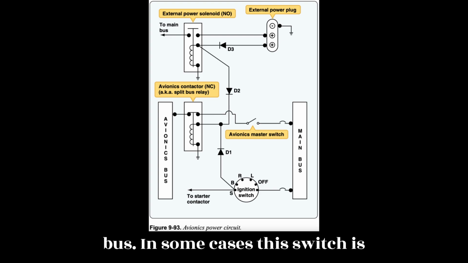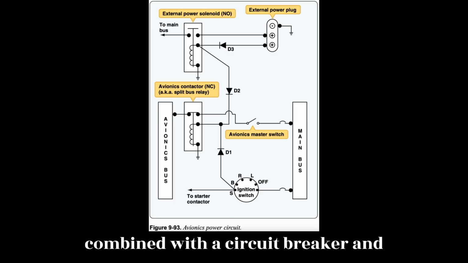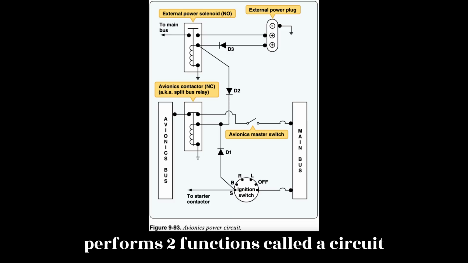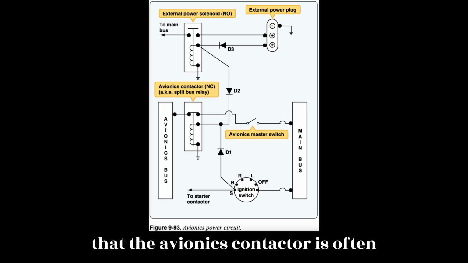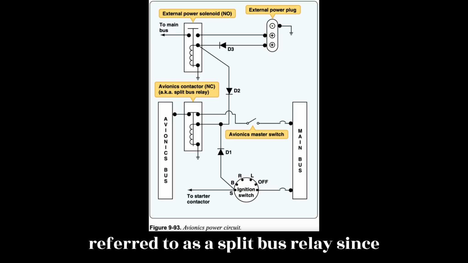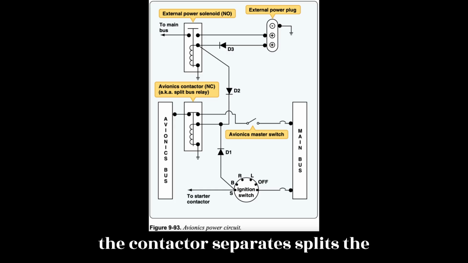In some cases, this switch is combined with a circuit breaker and performs two functions, called a circuit breaker switch. It should also be noted that the avionics contactor is often referred to as a split bus relay, since the contactor splits the avionics bus from the main bus.